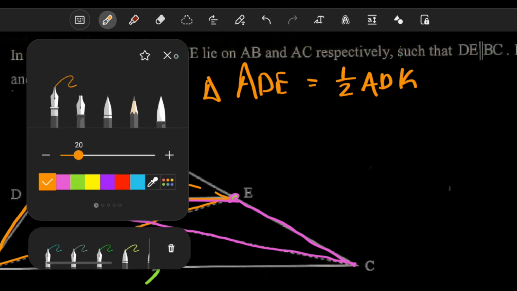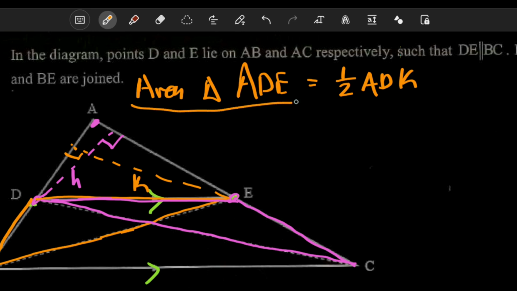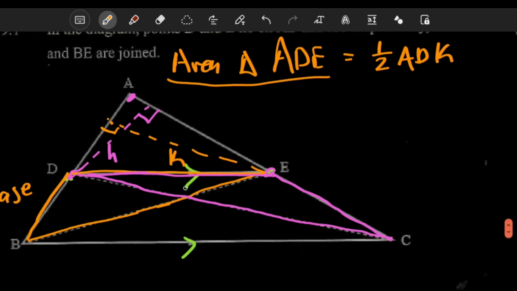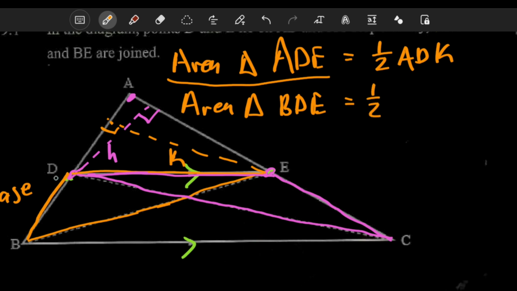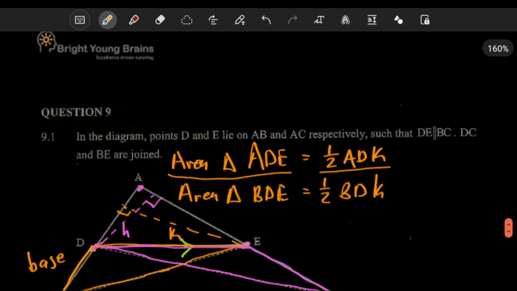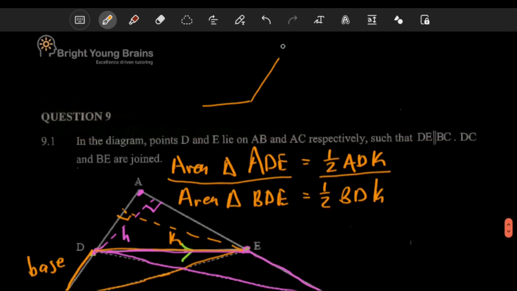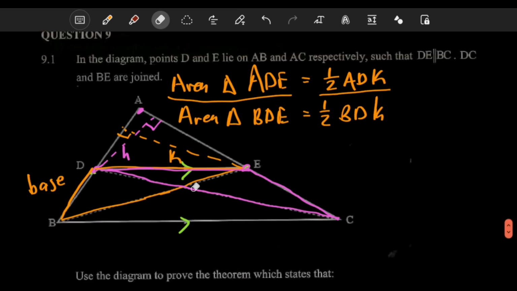If you write that area over the area of triangle BDE, this here is equal to a half. The base, we know that it's just BD over there. The perpendicular height is K, because remember, with a triangle, as long as you have a line going up there somewhere, this will be the highest point of the triangle. Your perpendicular height can be this distance there. You see, that's what's happening with something like BDE.